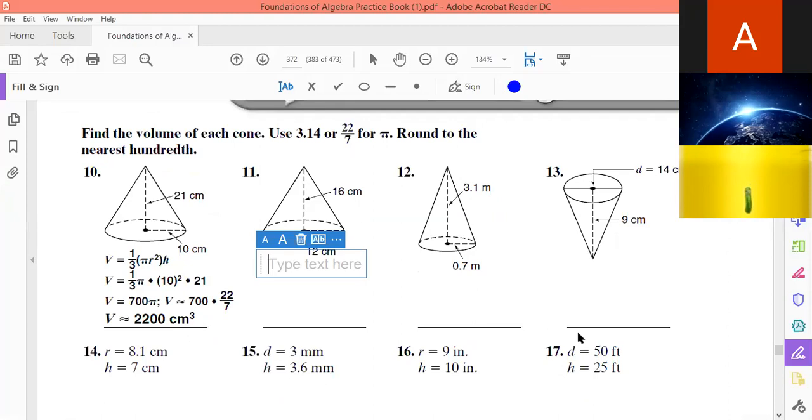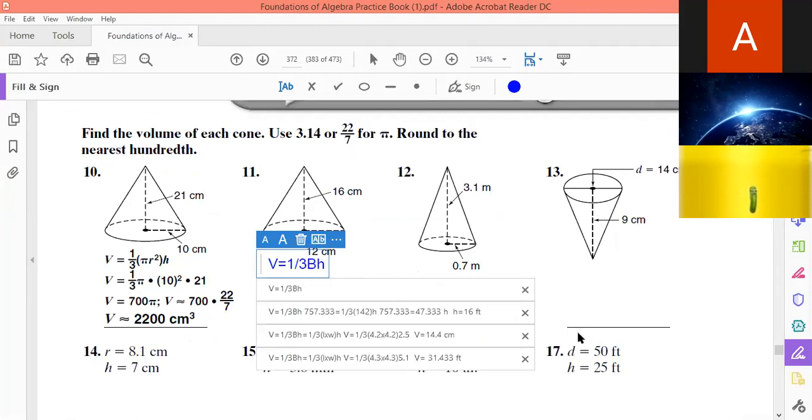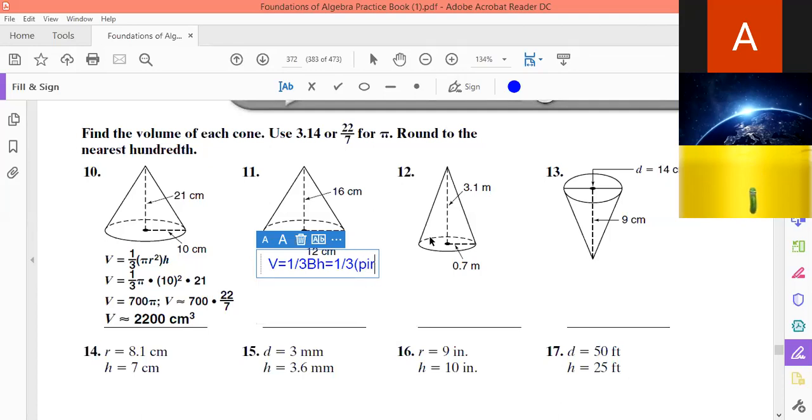Now V, volume, equals 1/3 base times height. Then equals 1/3, then base. What is the base in the cone? Is it a rectangle or a circle? Circle. How do you calculate the area of a circle? As I told you, pi times r square, and then times h.